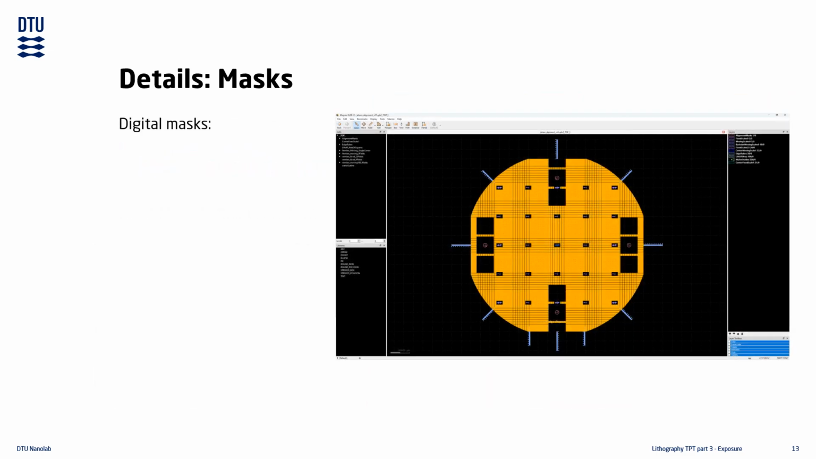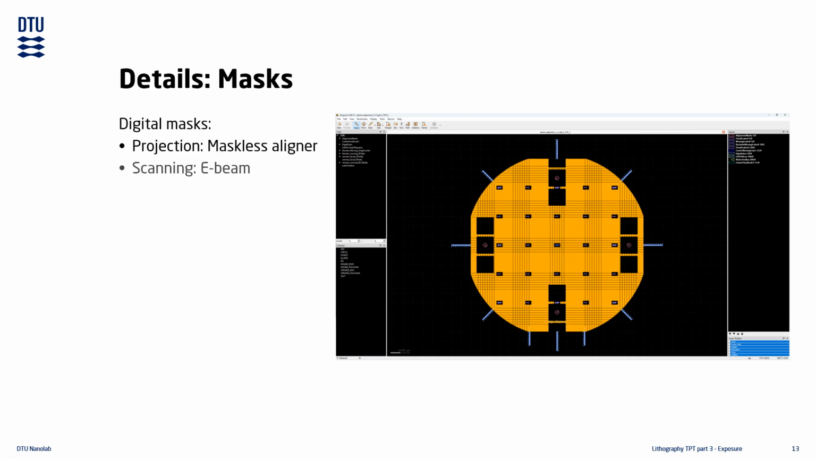Digital masks are used in tools which have some kind of mechanism for translating the design file into controlled exposure of the substrate. In our maskless aligners, the design file is converted into image files, which are then projected onto the substrate using the same type of digital mirror device found in ordinary movie projectors. This means that the maskless aligners actually still use a sort of physical mask, just one that can be changed to any pattern almost instantaneously.